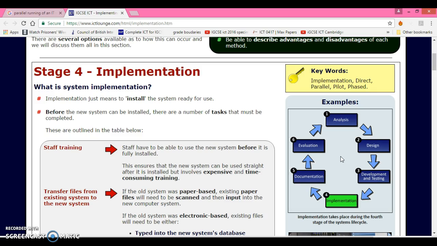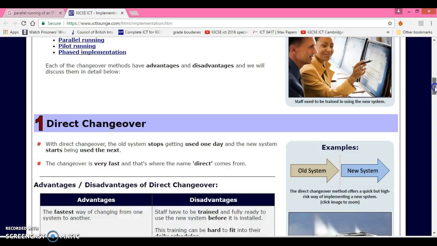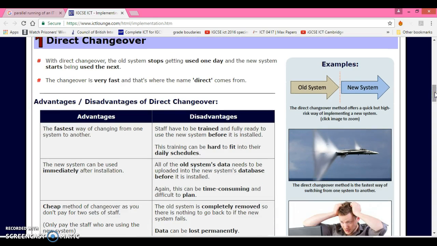So first of all, there could be a direct changeover. They could pilot a system. They could parallel run 2 systems. Or they could do a phased implementation. Okay? So, here we are, the keywords right there. So first of all, let's look at the direct system. Okay? So the direct changeover.